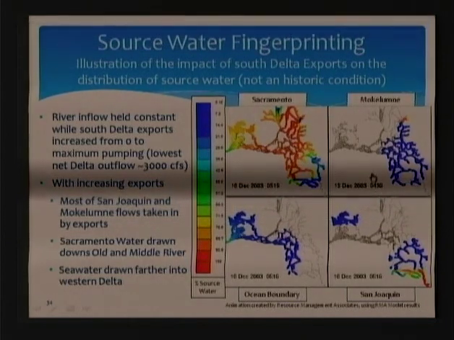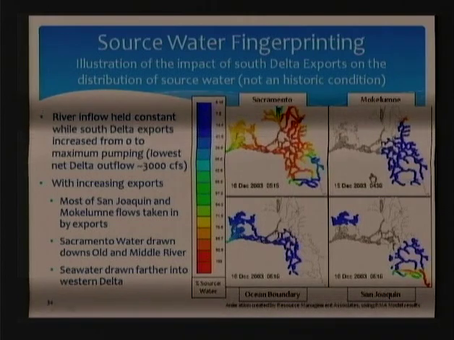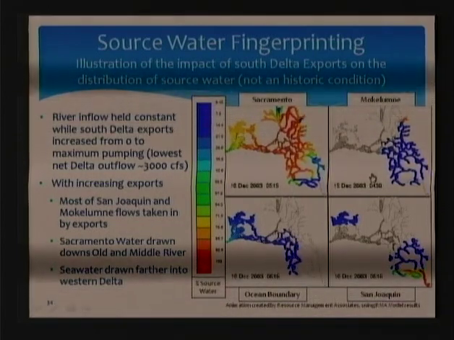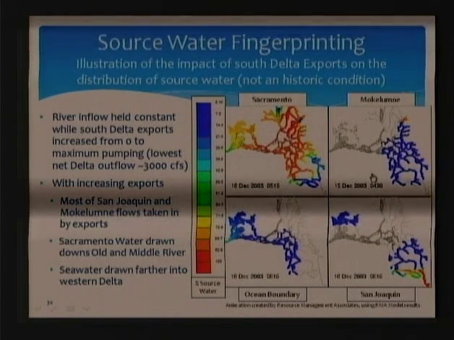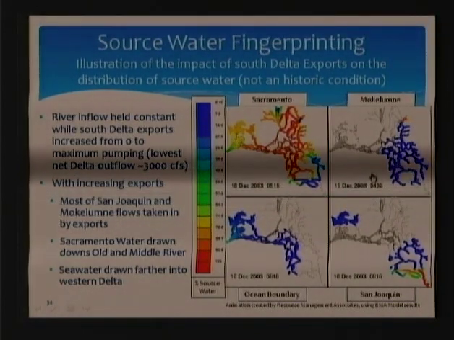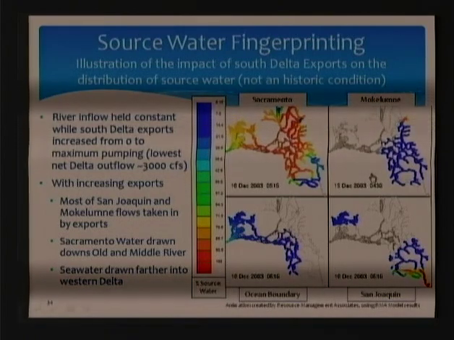And this is a net flow phenomenon. If the exports are greater than the Sacramento and the San Joaquin and the Mokelumne River, those will turn and go that way. And I think this is one of the things that changes radically if you move the export location somewhere else.